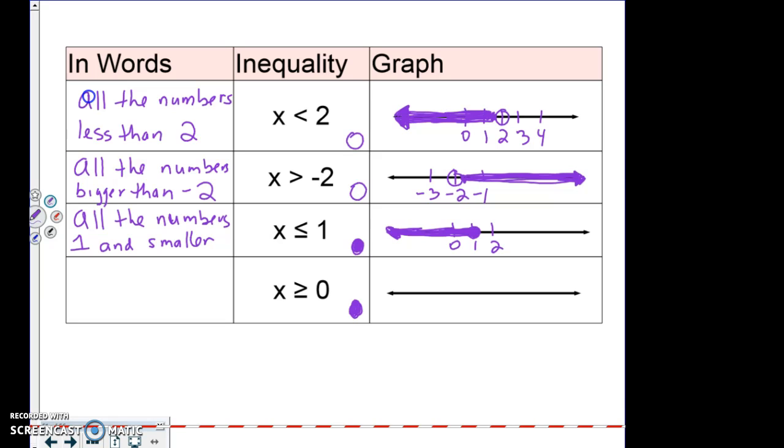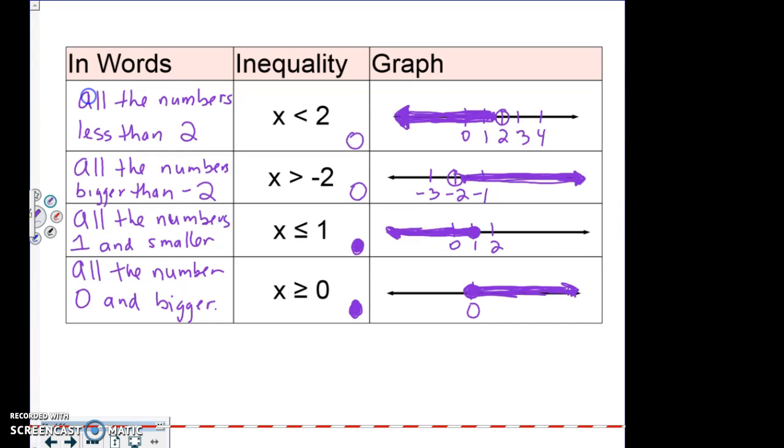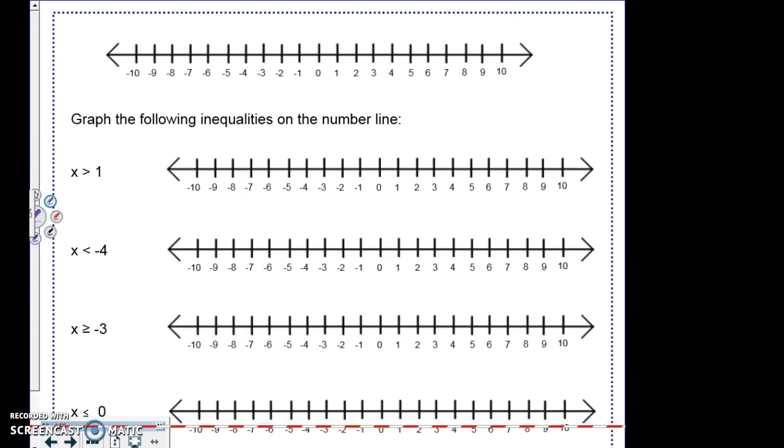All right, and then finally, x is greater than or equal to 0. So you're going to say to yourself, all the numbers 0 and bigger. And again, we're going to do our number line, and I'm going to be really lazy and just put a 0. And I'm going to do a closed circle, or closed dot, to include 0. And I'm going to shade to the right to show all the numbers that are bigger. All right, so that's basically how you show solutions of inequalities in a nutshell. Then I have a couple more that I can practice with you.